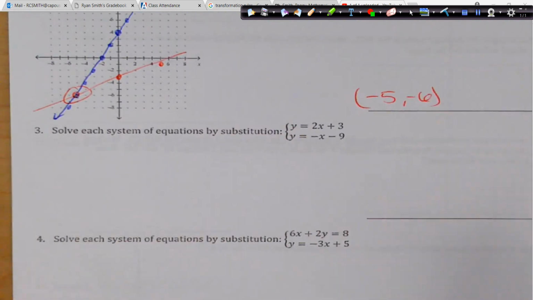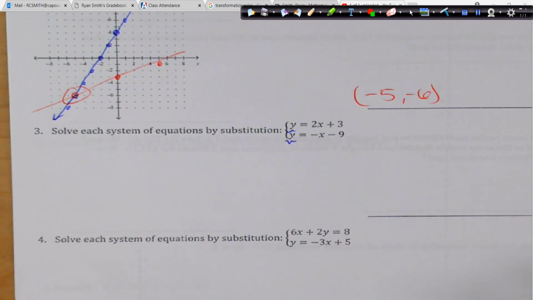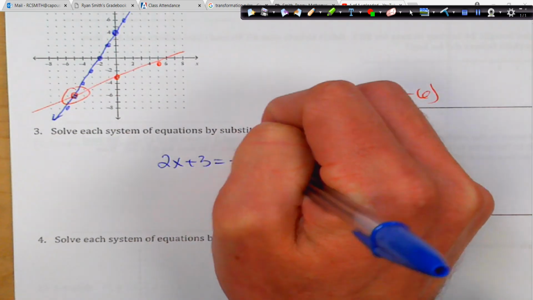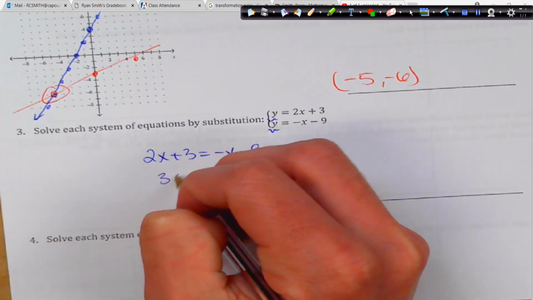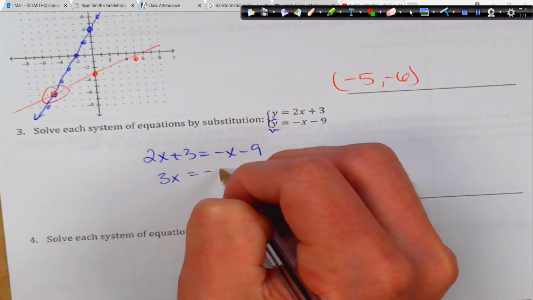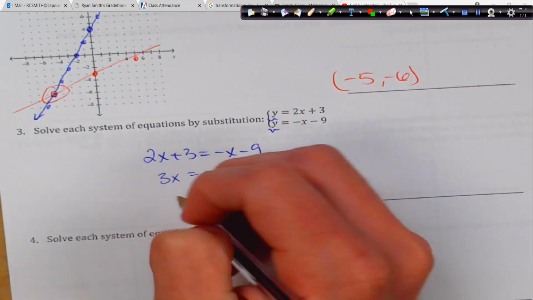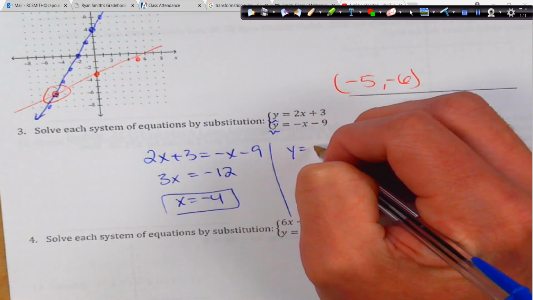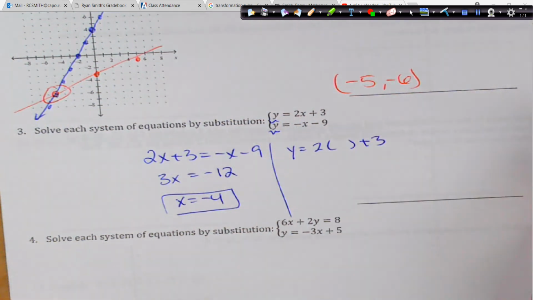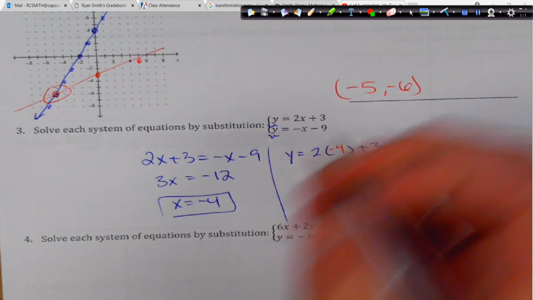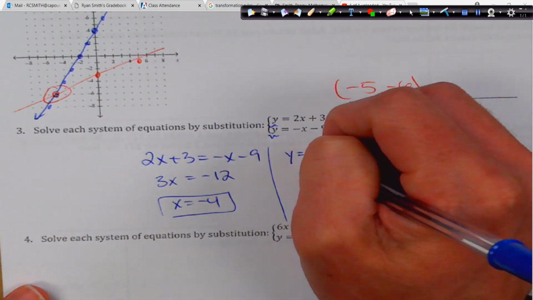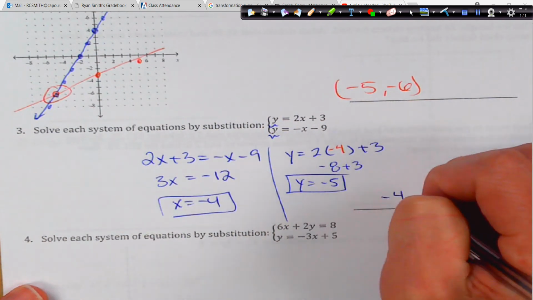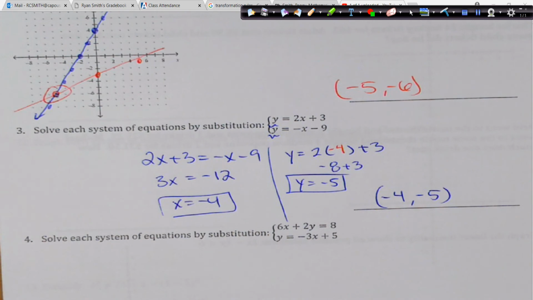Solve each by substitution. Well, they both have y, which means I can just set them equal to each other. 2x plus 3 equals -x minus 9. I'm going to move this over and get 3x over here, and move that 3 to the other side and get -12. And then divide by 3, x equals -4. And then we're going to plug it into one of the original equations. Instead of x, we can plug in -4. And we're going to get 2 times -4, which is -8, plus 3, so y equals -5. So we get -4 comma -5. Okay.